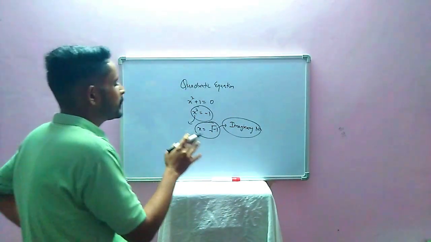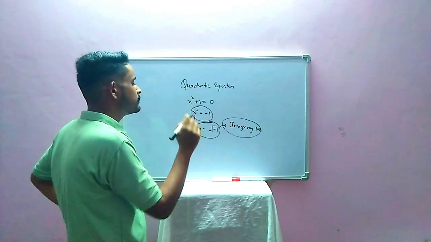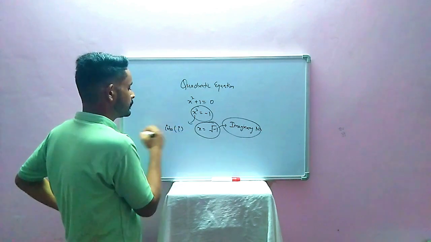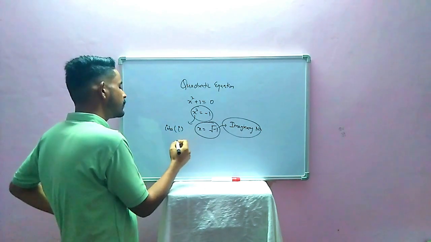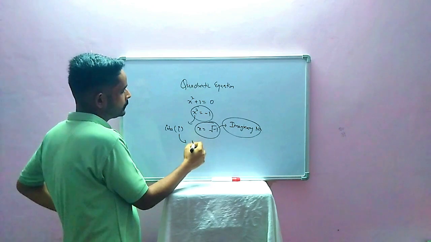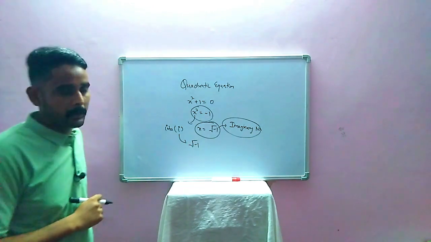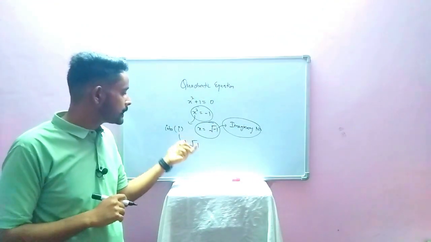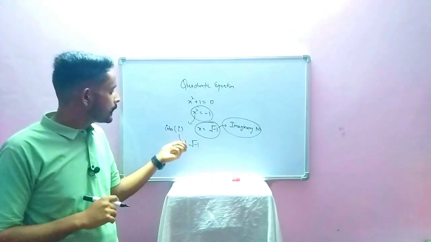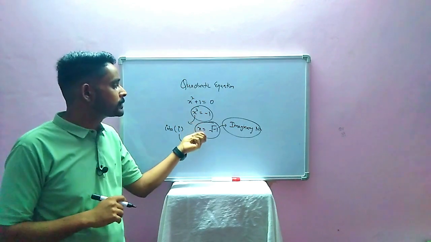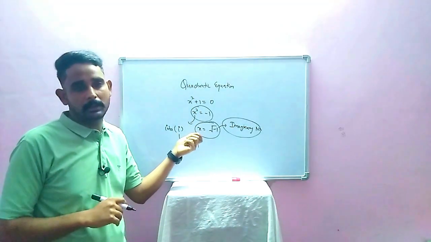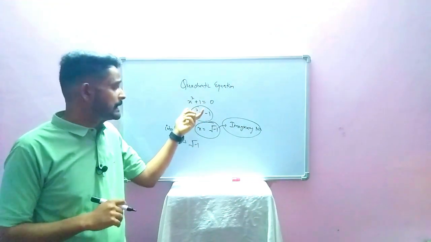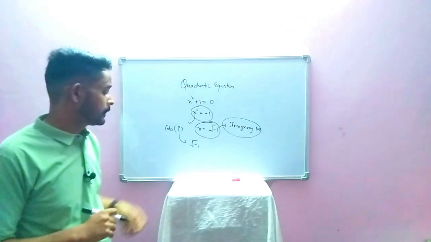Now, in case of imaginary number, we introduce a word iota, represented by i. Iota is nothing but under root minus 1. So under root minus 1 is iota, and iota is the solution, or we can call it the root, of this quadratic equation, x square plus 1 is equal to 0.